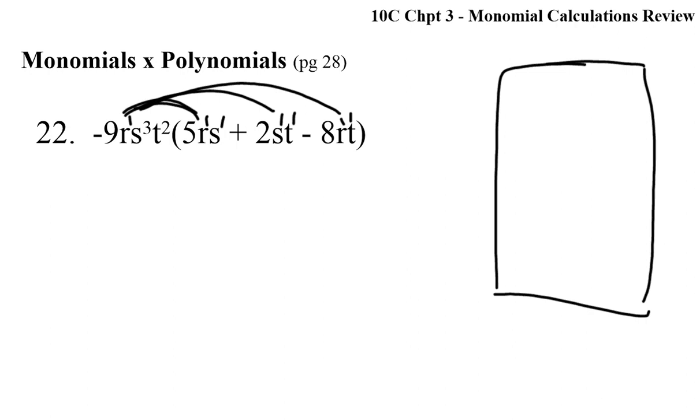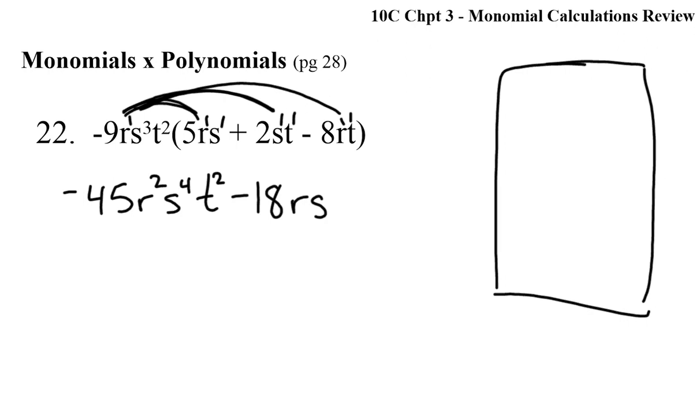Monomial times the 5rs, negative 45. R squared, s^4, and t squared times nothing is just a t squared. Now the next multiplication, negative 9 times 2 is a negative 18. R by itself has nothing to multiply by. s to the 4 and t cubed. t squared times t, t cubed.